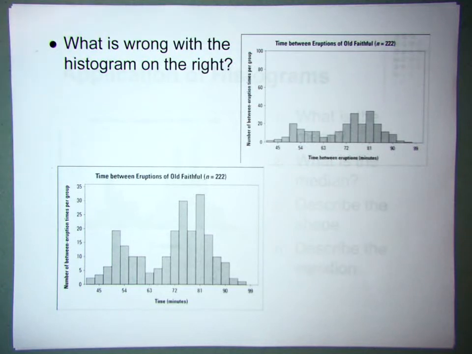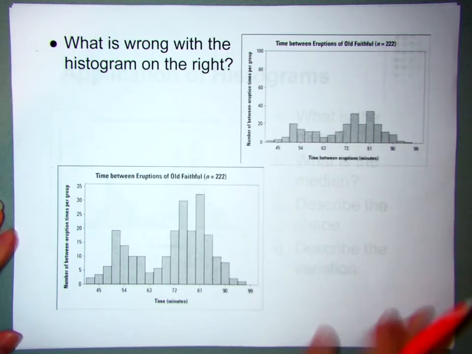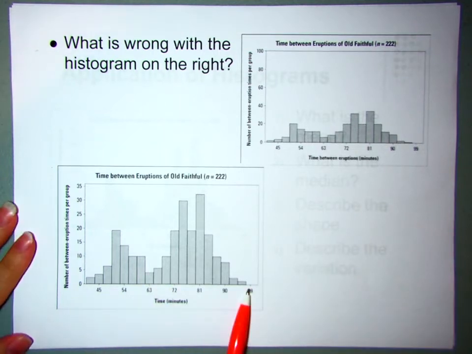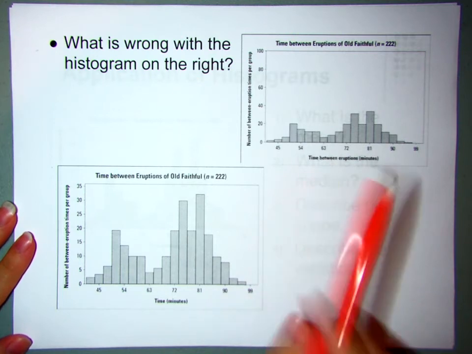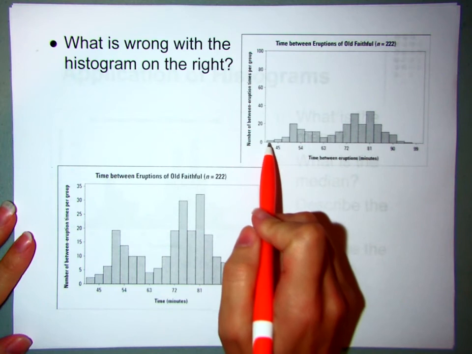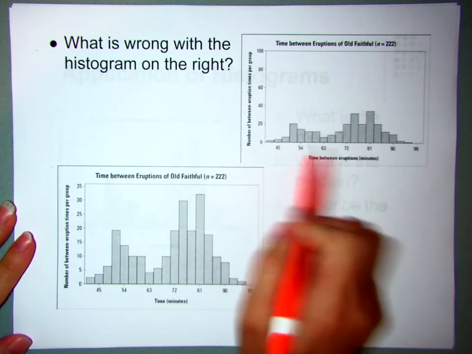So in this class we have been talking about histograms, and I want to show you some of the pictures that I gave to you in class. If you'll notice here, it says what's wrong with the histogram on the right. A histogram is a graph that connects the bars because you're dealing with intervals here.